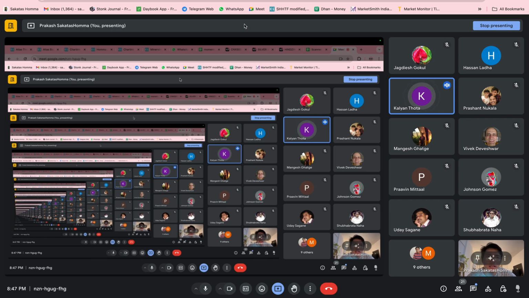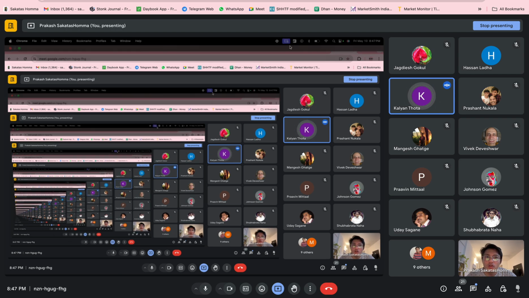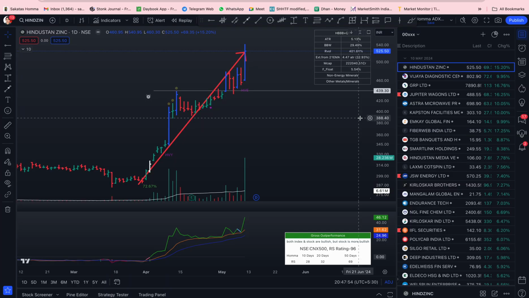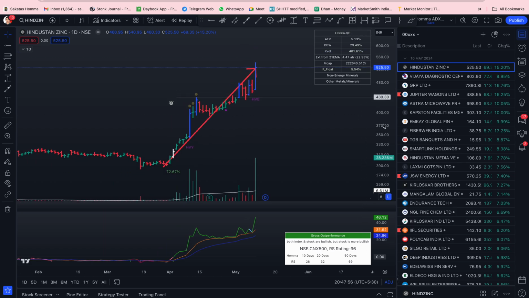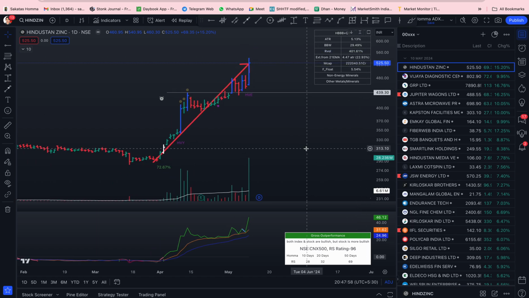So I was thinking, so you have taken Hindustan Zinc as an example, right? Where you are talking about the slope. I get the slope point, but in pullbacks, I think the momentum curve should come back, right? Hold on.